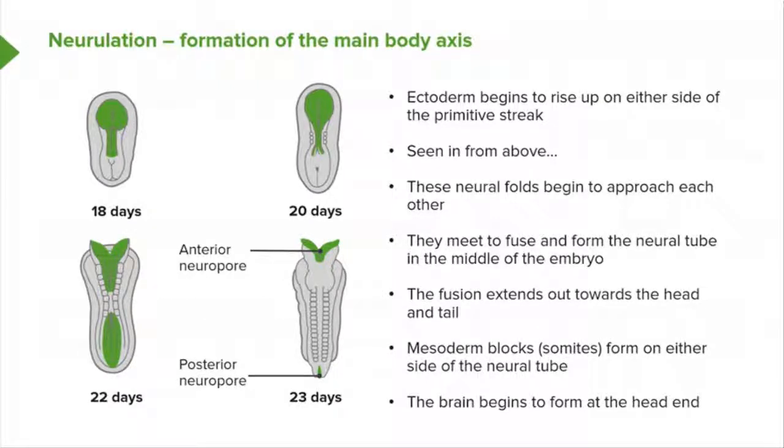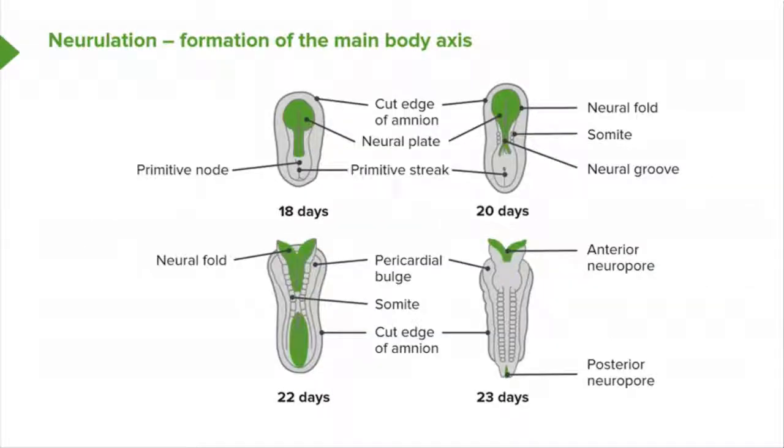We've marked here the posterior neural pore. That's just the opening at the tail where fusion is not quite completed, and at the forward end, the developing brain, the anterior neural pore, and that's where the brain itself will begin to form. And again, there is a separate lecture devoted to formation of the brain.